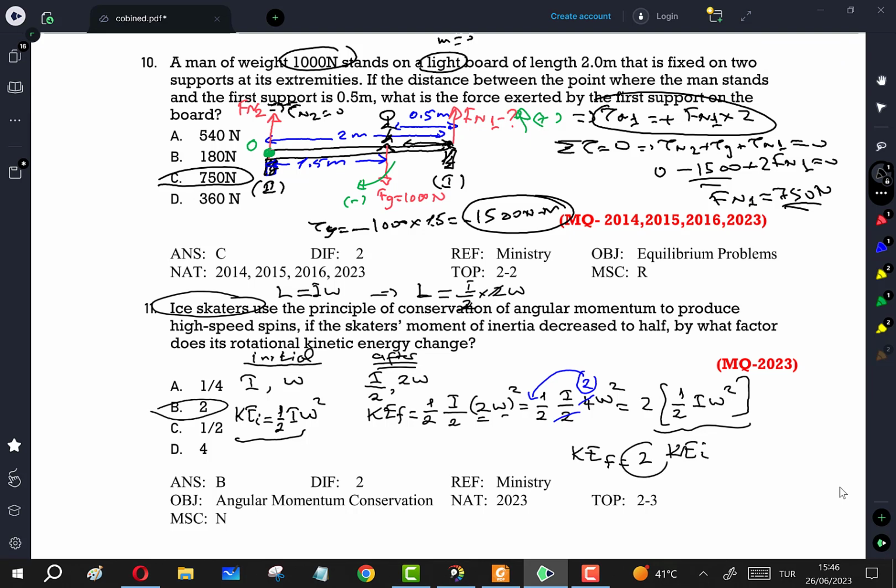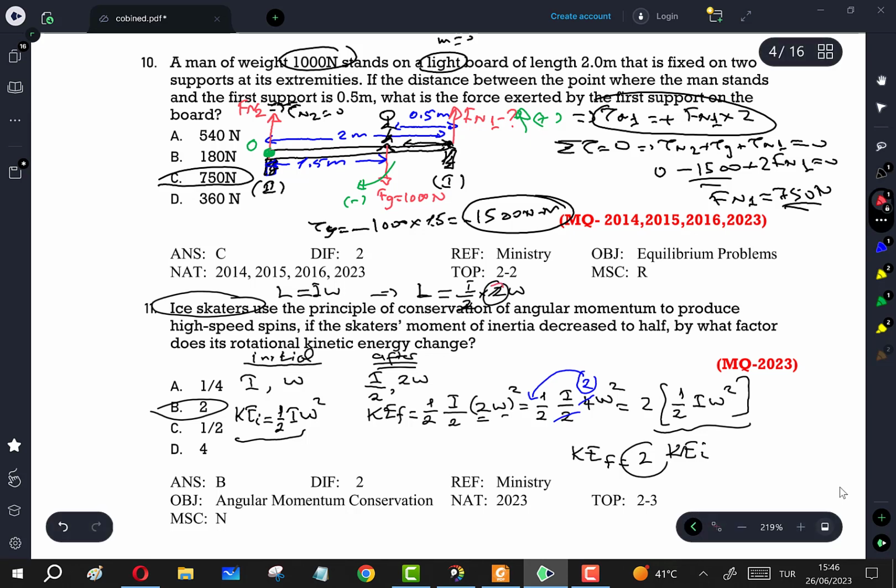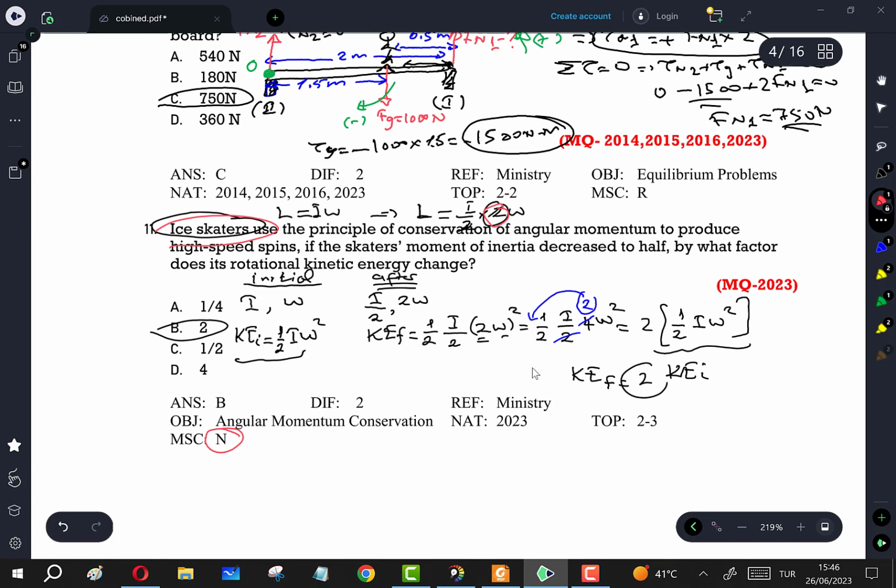So it becomes twice. As a rule, maybe you can use it in only these types of questions: by what factor omega changes in these types of questions and ice skater problems, the rotational kinetic energy also changes by the same factor. This is one of the chapter 2 questions. It was asked as a multiple choice for the first time in the ministry.